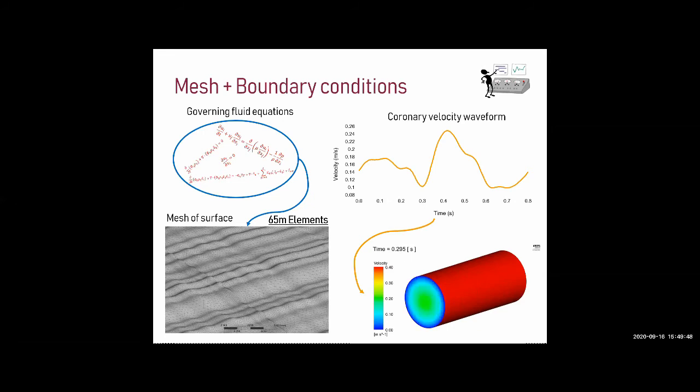So we have now our mesh of the geometry, and then we need to give it some information of what's coming into the artery. So in this case, you can see the velocity waveform. That's how velocity is varying in a typical coronary artery, which is what we get from the literature, and we apply it to the inlet, as you can see in the bottom image.